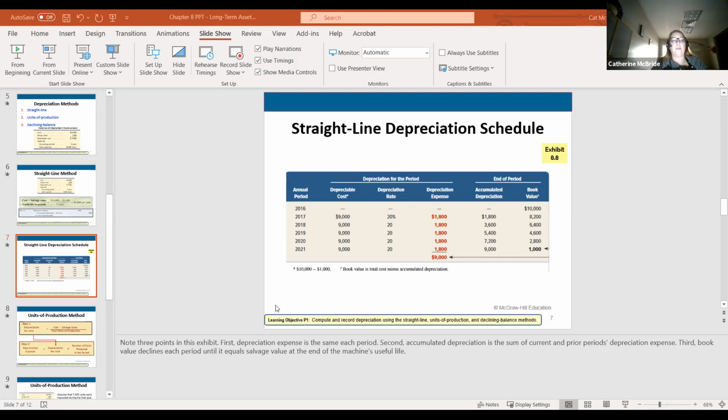So our cost is not the 39,900. Our cost is the 45,900. So we're going to take 45,900 minus the 7,980, the accumulated depreciation for 2 years, and our book value is 37,920. All right, that's straight line depreciation.